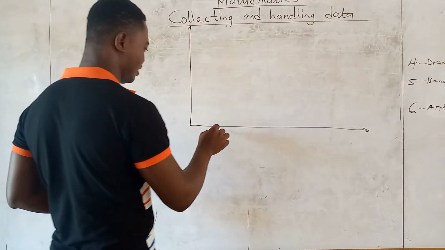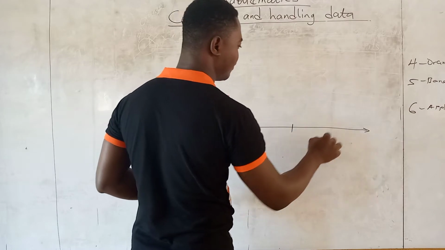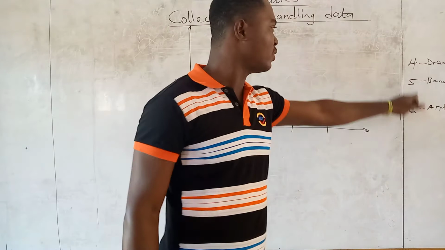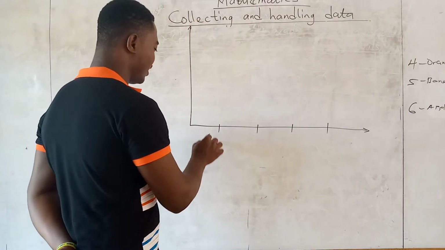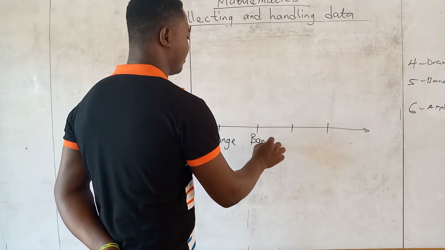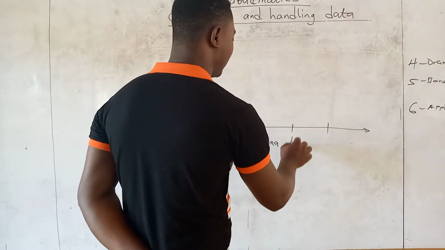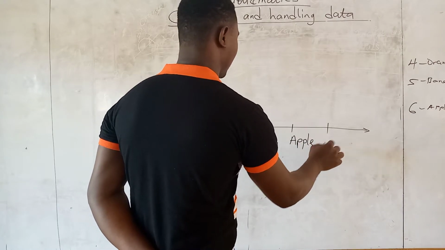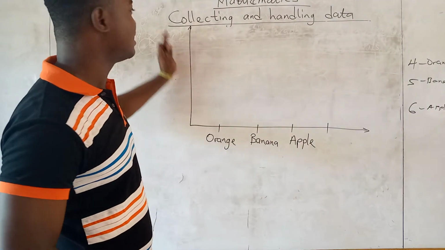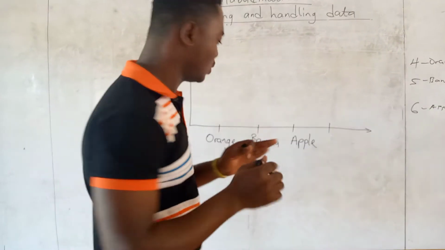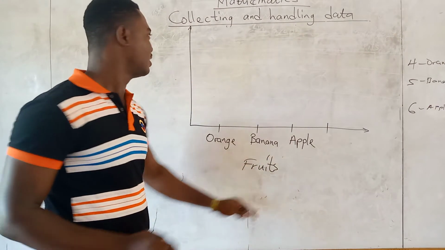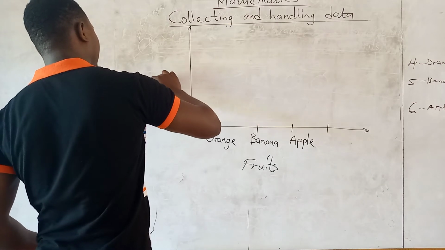Now below here, we are going to have the kinds of fruits. So we have 1, 2, 3, only 3 fruits. We have orange for this side, banana for this side, and then the last one is what? Apples. Okay, we don't need this one. And then this side will represent the number of people. So it's the same as the table. Let's write fruits here. They are very important. You write fruits here, then on this side you write number of people.